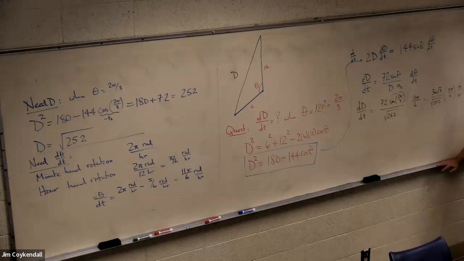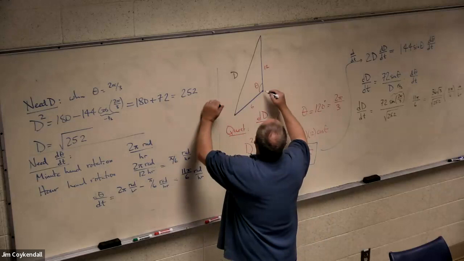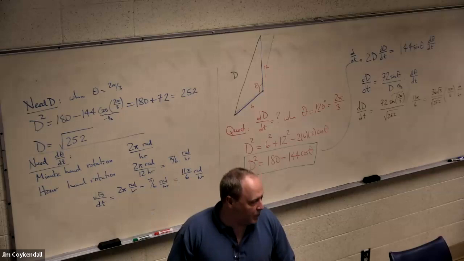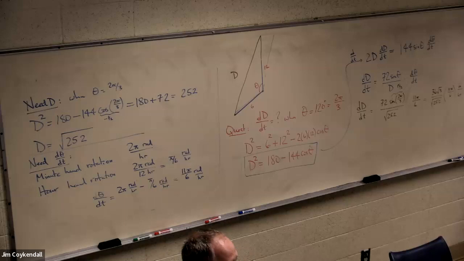That's ballpark. But at 8 o'clock, do you think the distance between the tips of the hands is getting bigger or smaller? They should be moving farther apart, because if you change it a little bit, this moves more than this, and so this distance should have grown. And that's a positive answer, so at least we know we've got that. Any questions on that? Okay.